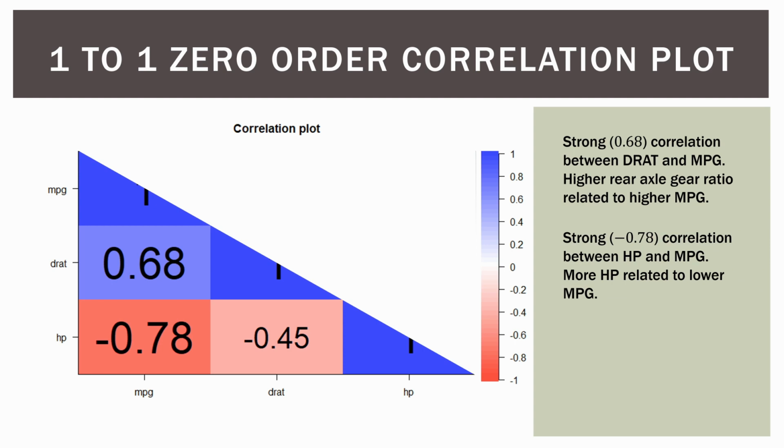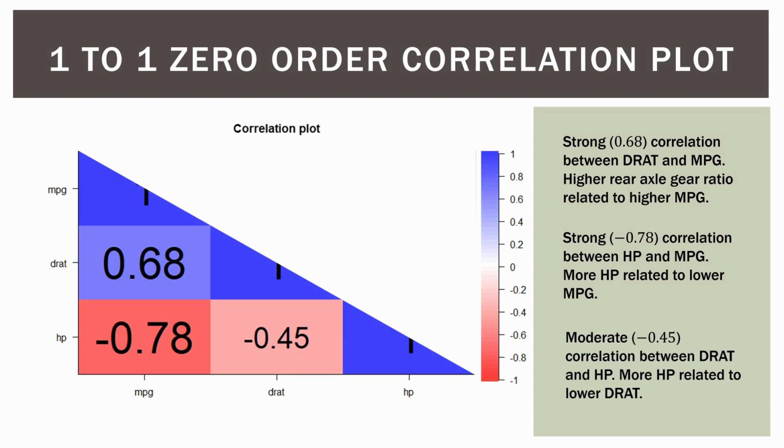We have a strong negative correlation of negative 0.78 between horsepower and miles per gallon. So a higher horsepower car tends to get worse fuel mileage, and that should make sense. A very powerful supercar or a muscle car here in the United States burns more fuel to generate more horsepower. So there is a negative correlation between horsepower and miles per gallon. Now also note that there is a moderate negative correlation between drive axle ratio and horsepower. So more horsepower is related to lower DRAT, and that has to do with how cars were built back then, as this data was from the mid-1970s. Now, I don't want to go into that in this video because we're just looking at the relationship primarily between DRAT and miles per gallon and horsepower and miles per gallon.